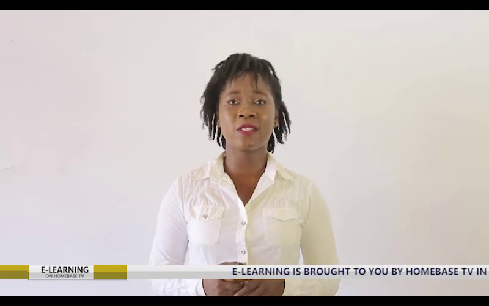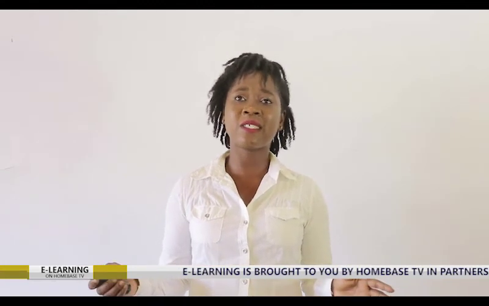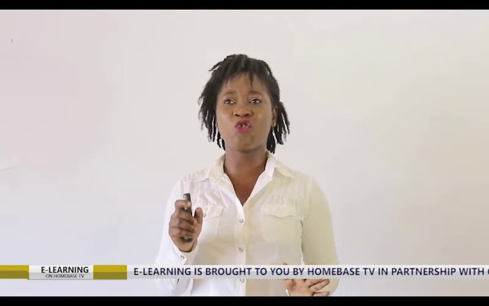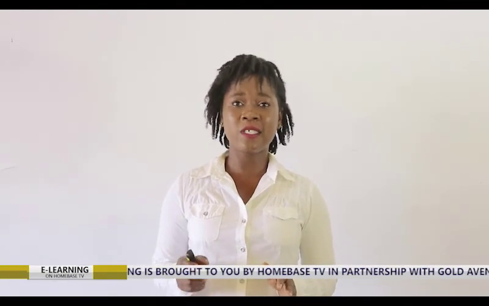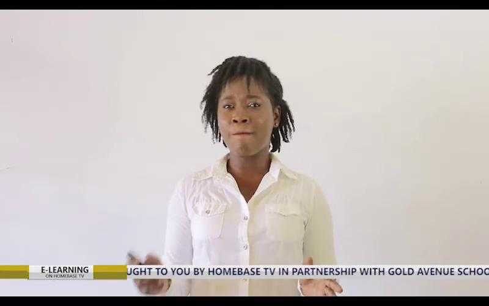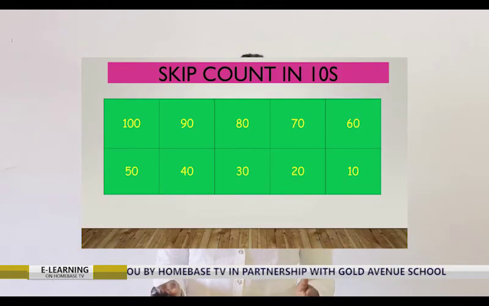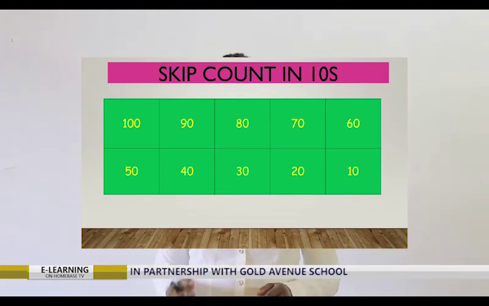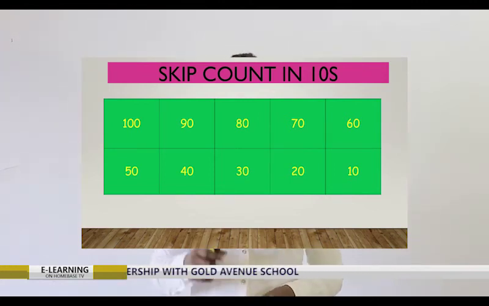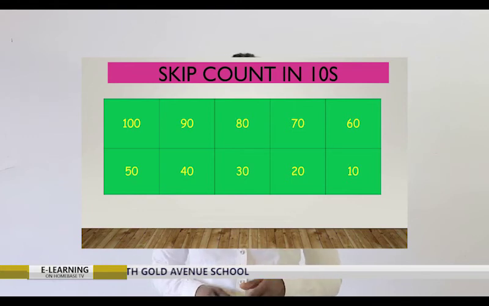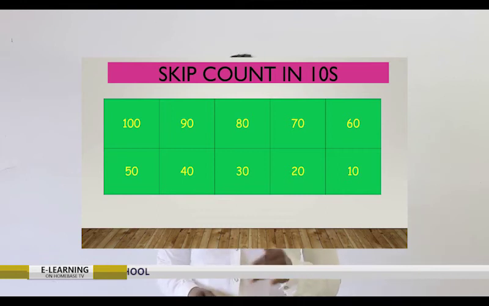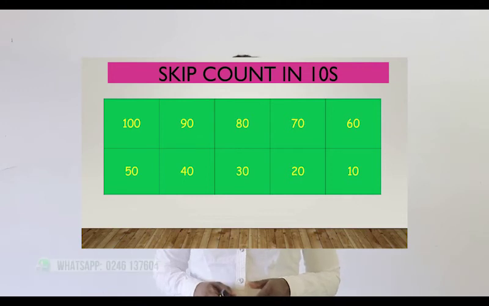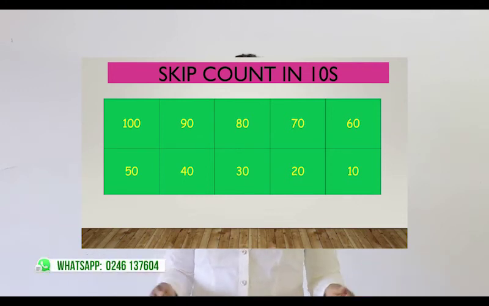So on our screens, you could see our numbers ranging from 100 to 10. And with this, it's skip counting backwards. That is from 100 to 10. So we have 100, 90, 80, 70, 60, 50, 40, 30, 20, and 10. Skip counting in tens backwards.